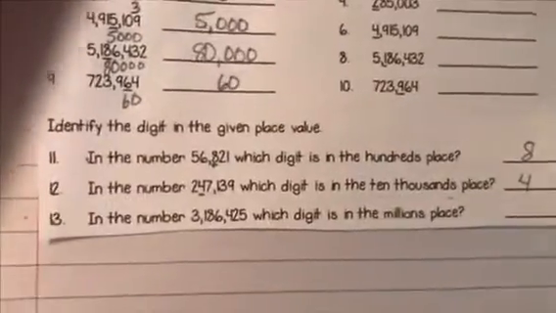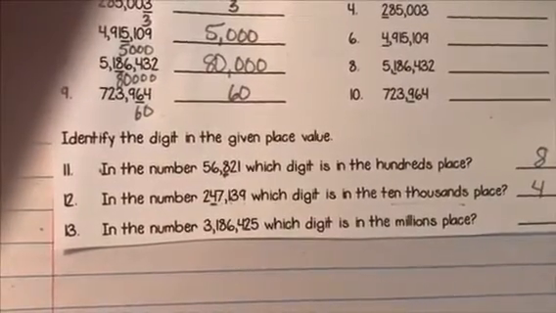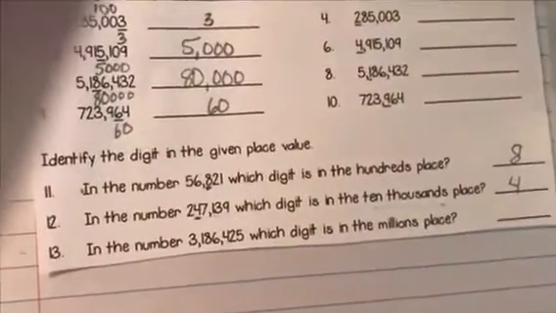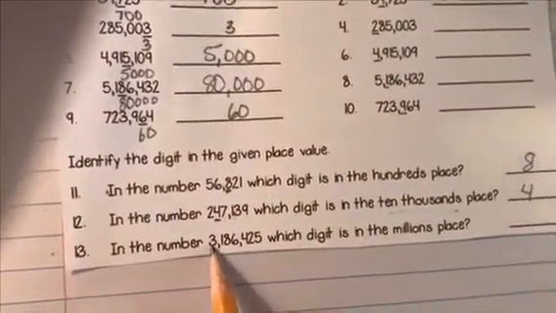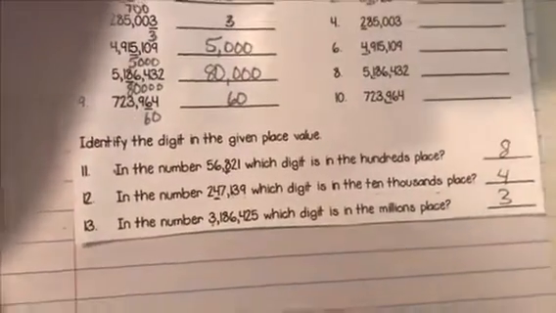Okay, the last one's pretty easy. It's in the number 3,186,425, which digit is in the millions place? And that one's pretty easy because we know that the 3 is all the way out here. So we're going to put that down.